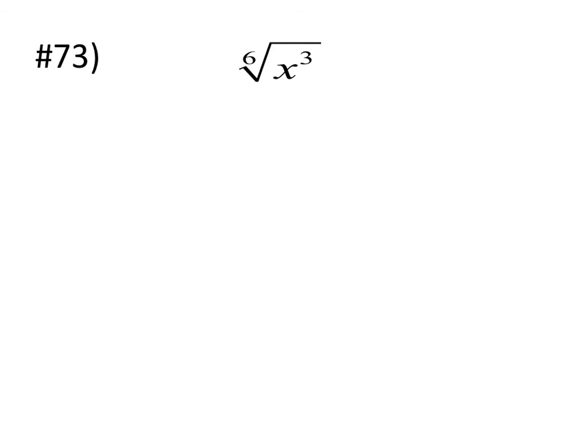73 says, use rational exponents to simplify each radical. Assume that all variables represent positive numbers. Okay, so they want radical notation. So the first thing I'm going to do is take this index back and make it my denominator. So it's going to be x to the 3/6, which if I reduce becomes x to the 1/2.